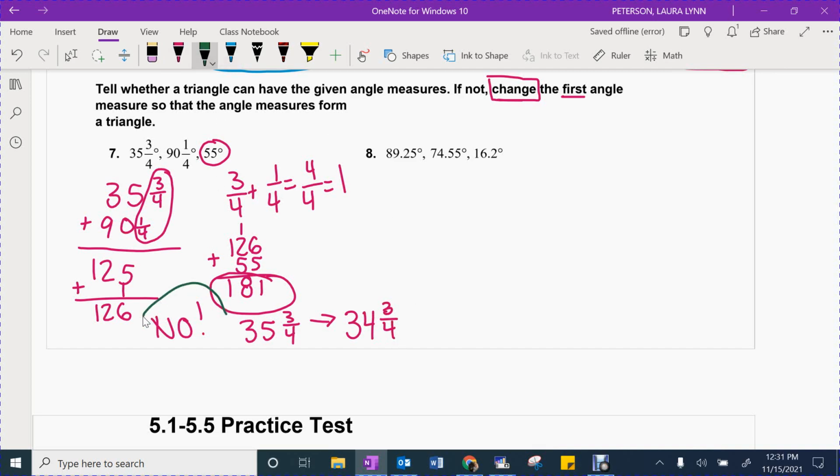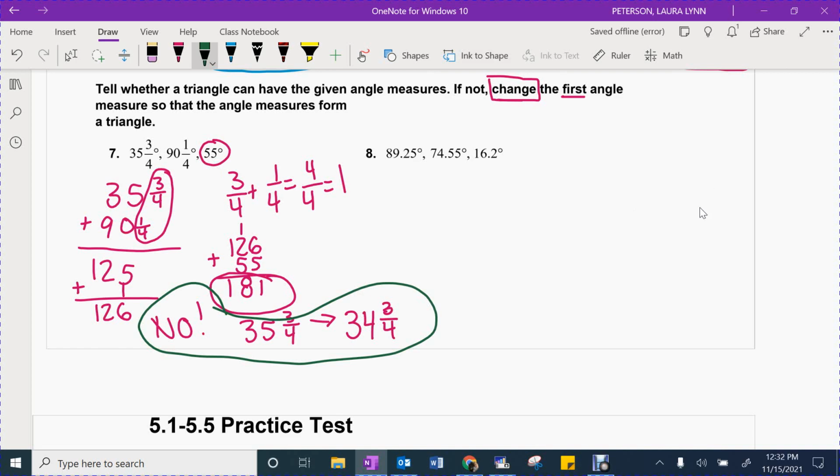So that's what it means by changing it. Now if I re-added it, I could check my work, and if I did 34 3/4 plus 90 1/4 plus 55, this does equal 180. So I know it worked out.